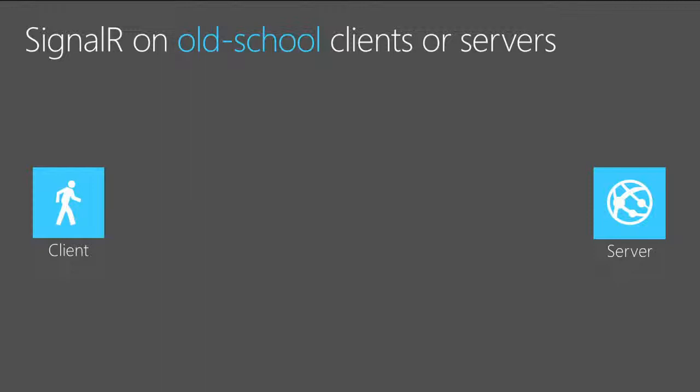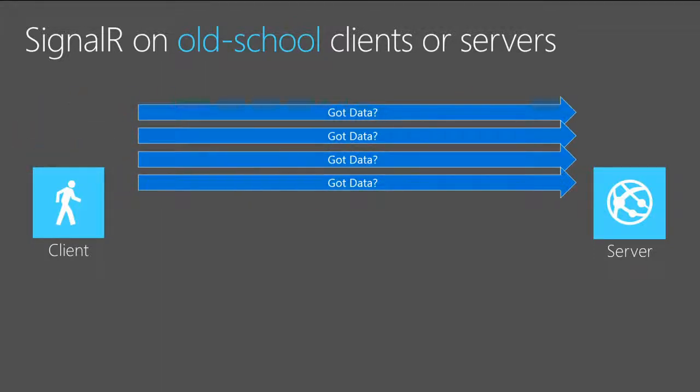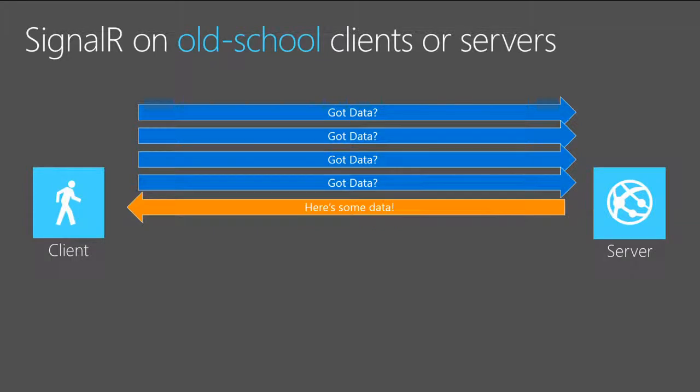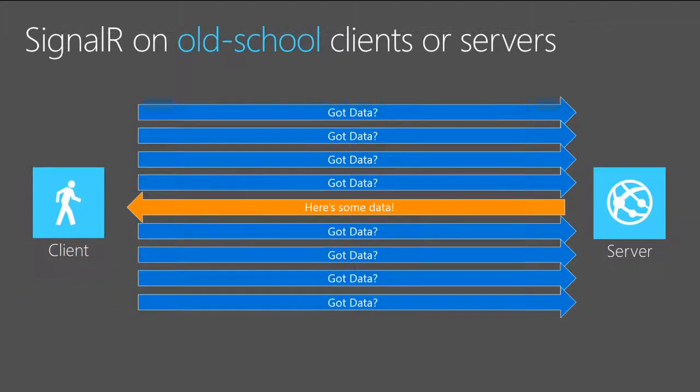Kind of like this slide's going to point out. So let's say you're on old school client or old school server. What happens? The client says, do you have any data? Do you have any data? The server goes, here you go. Client goes, do you have any data? And this process starts over and over and over again. Anybody ever written jQuery code to do something like this, or Angular, or insert your JavaScript framework of choice? You ever done this?